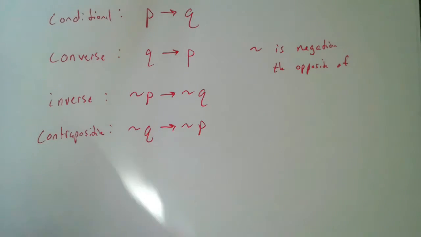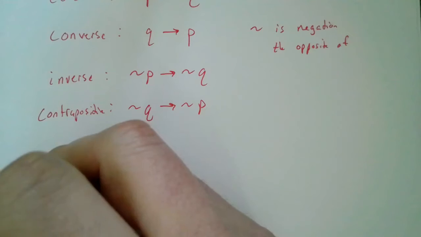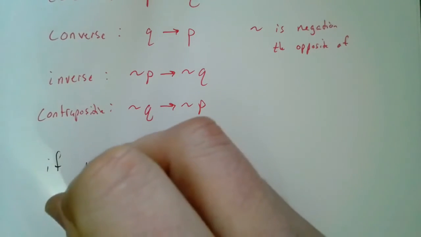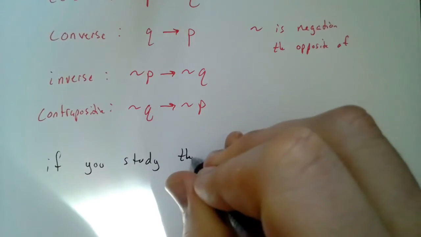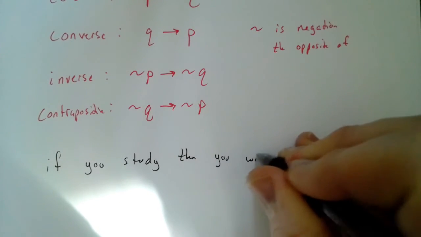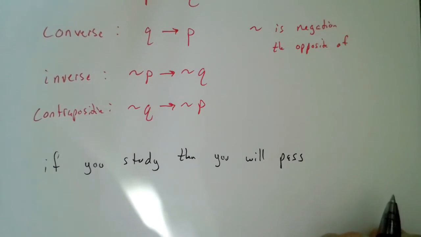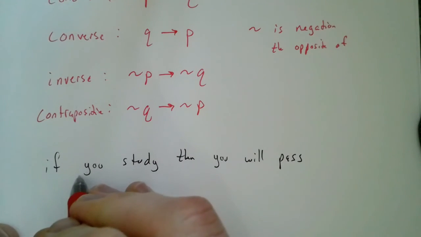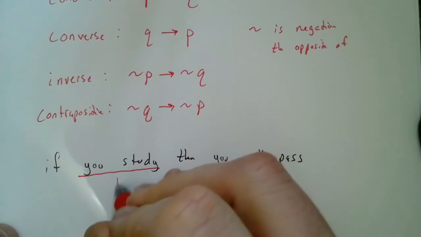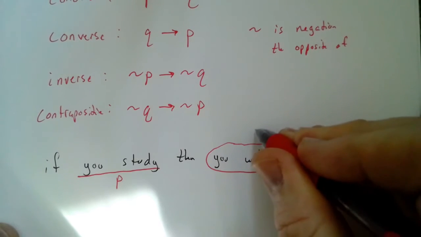And we're going to take a look at a statement, and we're going to go ahead and find all the related conditionals, the converse, the inverse, and the contrapositive. We're going to keep it pretty simple. So our conditional statement is going to be if you study, then you will pass. Very simple. So if that's our conditional statement, the first thing I'm going to encourage you to do is to always identify P, you study, and then Q, you will pass.